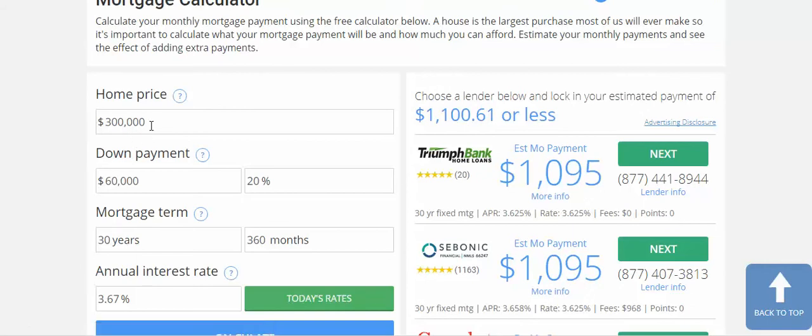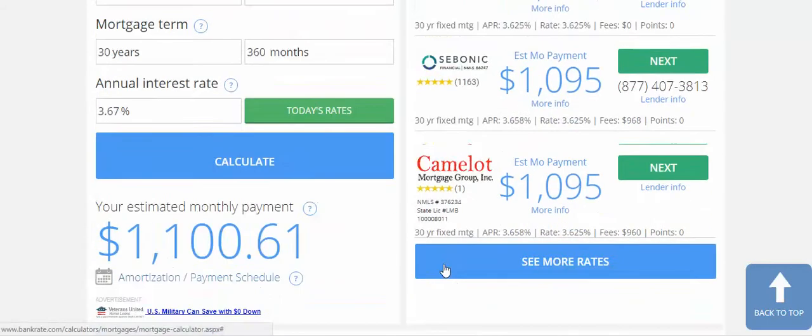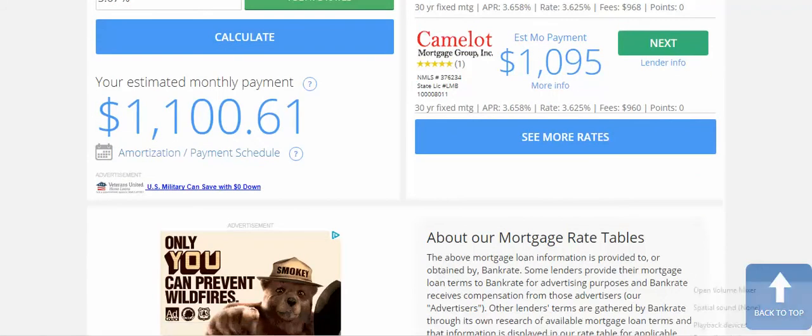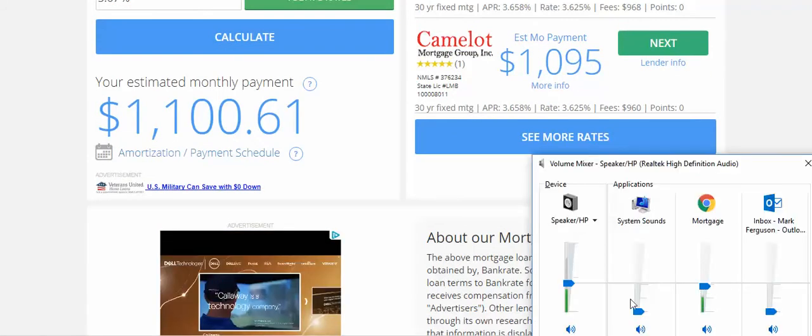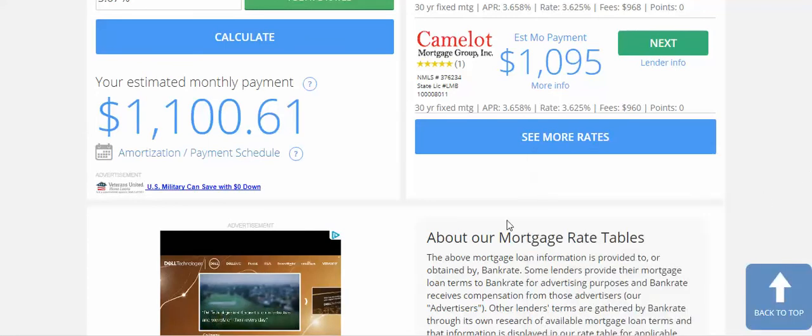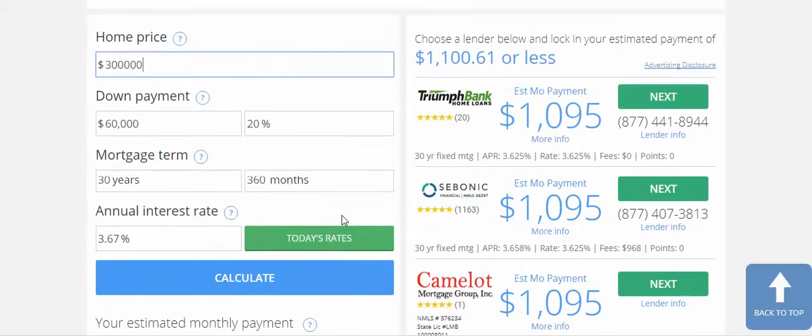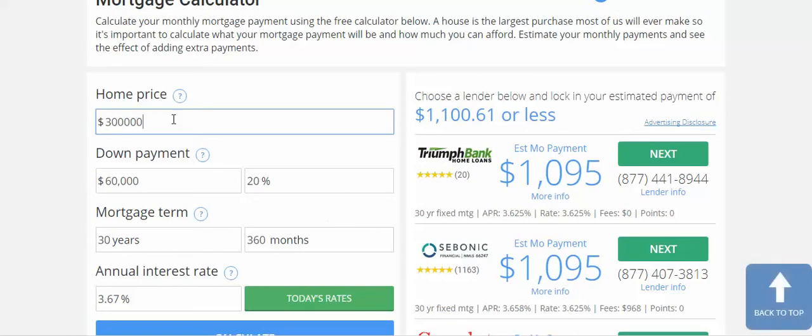So what we can do is, oh, don't play music, Bankrate. That is not cool. Hold on. Okay, that is off. Nothing bugs me more than a website that just starts playing music on its own. Hopefully my site doesn't do that after I say that.